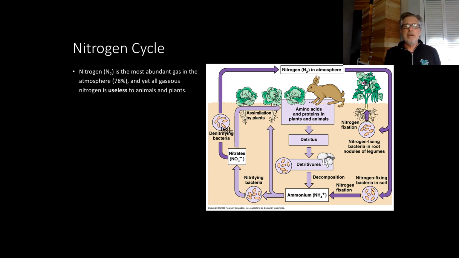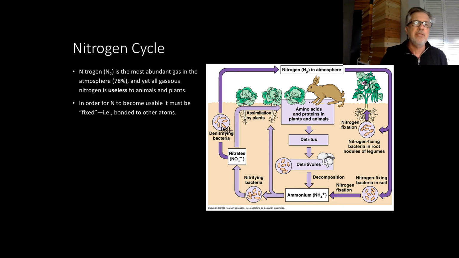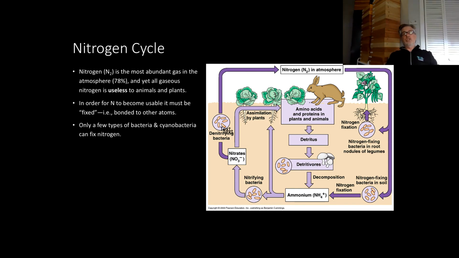Nitrogen is the most abundant gas in the atmosphere, and here it is up here. 78% of the gas in the atmosphere is nitrogen, and yet all gaseous nitrogen is useless to animals and plants. In order for it to become usable, it must be fixed. That means combined with other atoms. It must be fixed by a few types of bacteria and cyanobacteria. In other words, all of the ecosystems in the world are dependent on these bacteria.